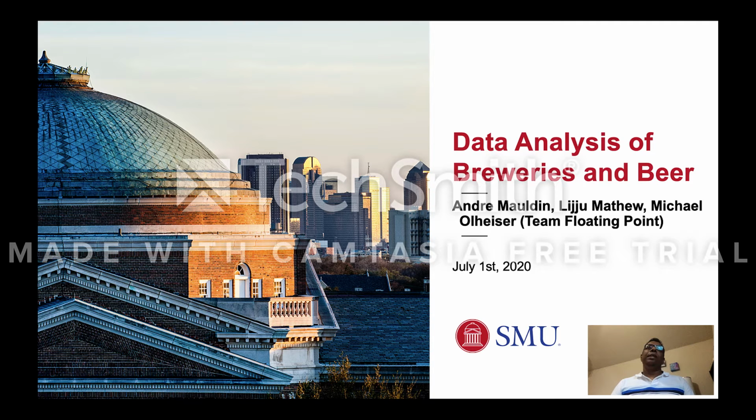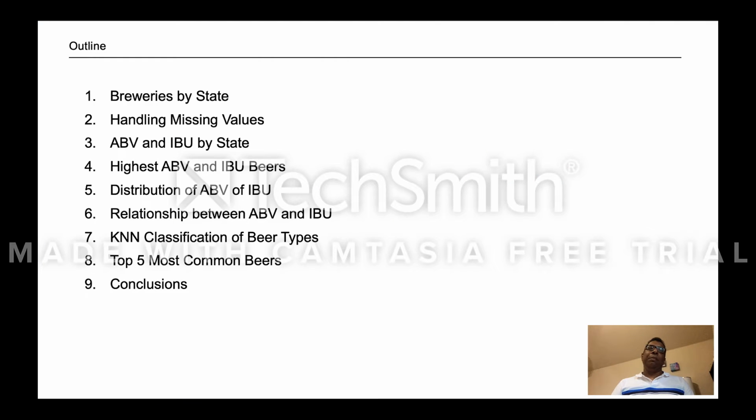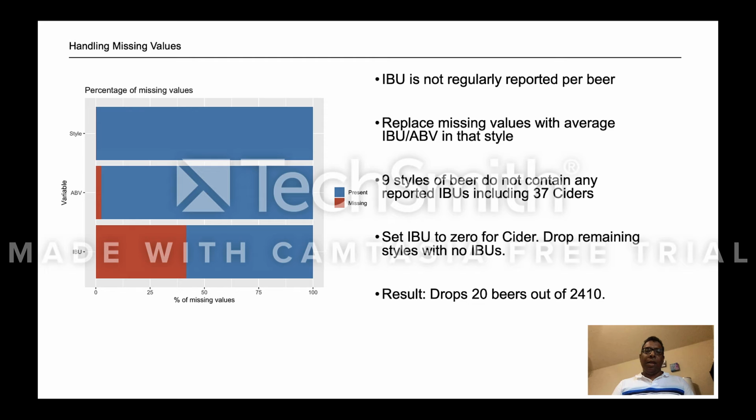We are here to discuss key insights from the study of beers and breweries data in US, and specifically about distribution of breweries by state, then more on alcohol content and bitterness of beer, which we call ABV and IBU, and then on classification of beers, and we will wrap up with key takeaways and opportunities.